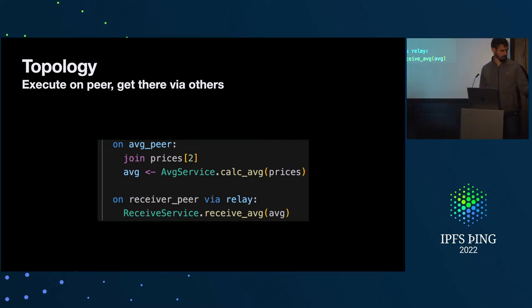And we have this on via block to say that to get to this peer, you need to walk through another peer. So relaying in Aqua is not a part of some fundamental protocol. It's just a part of a script, and you can use many relays if you want. Just in the code, you can make them optional. You can have many, like organize them as a chain. And this topology will be captured if you need it, and you just use it.